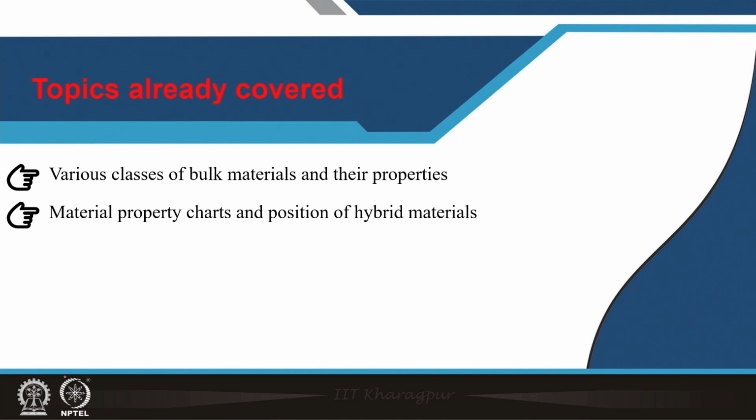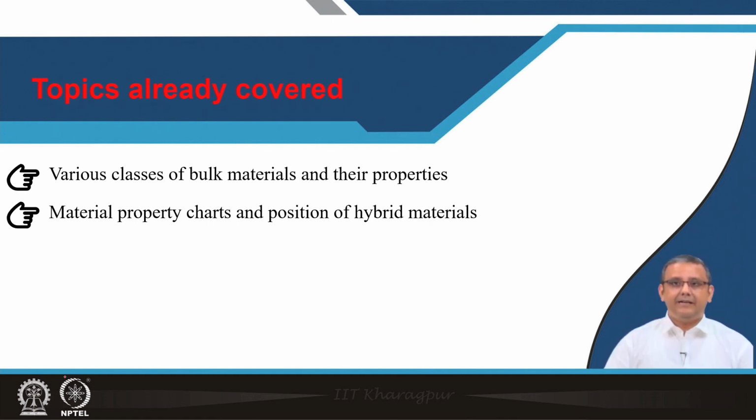In the last lecture, we discussed the following topics. We discussed the various classes of bulk materials like metals, ceramics, polymers, elastomers, glasses and hybrid materials and their properties, and we also had a brief introduction to the material property charts and the position of the hybrid materials.